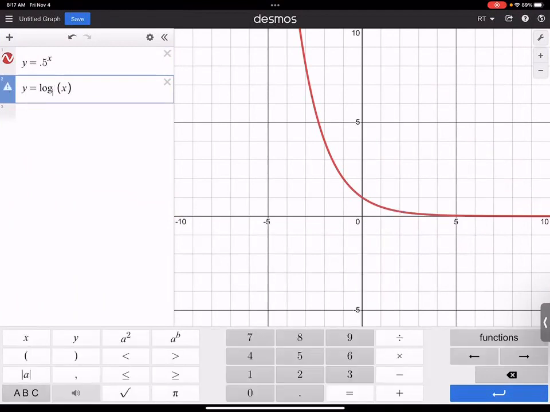So exponential with base smaller than 1 means it's decaying, right? So decreasing over time. You take that thing and flip it over the line y equals x, right? Turn the whole thing sideways. Then what you get is something that looks like that.